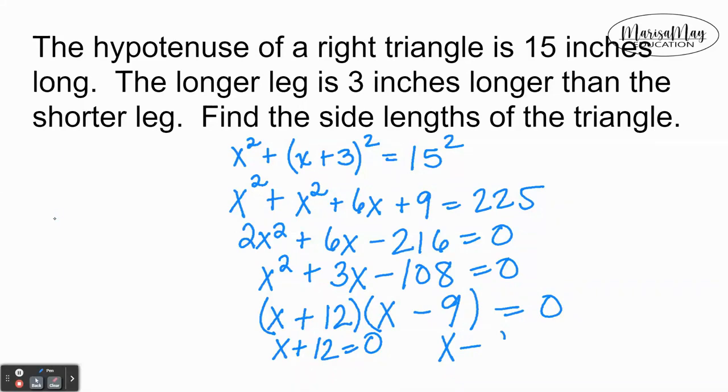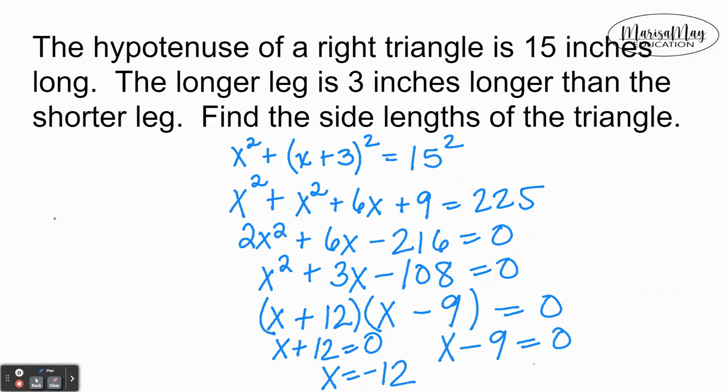And so over here, we would get that X equals negative 12. Well, we know the length of a triangle cannot be negative. So that eliminates this solution. We know that a side of a triangle cannot be negative 12. So this won't work. So the other one we get is X equals 9.